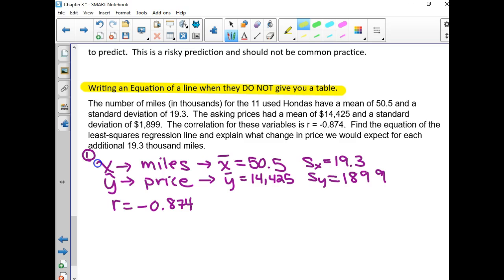0.874. So ladies and gentlemen, what should we be able to tell right away about our slope, knowing what our correlation is? Our slope should be negative. Why? Because the relationship has a negative direction. We need to figure out our slope now. So you're going to look at b sub 1. Step 2, slope.